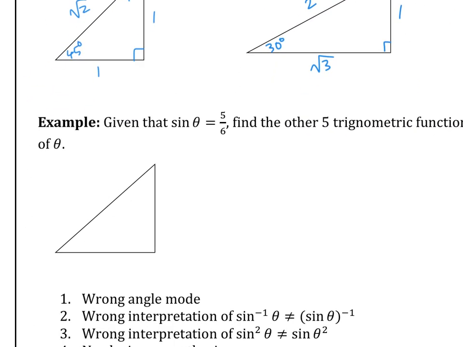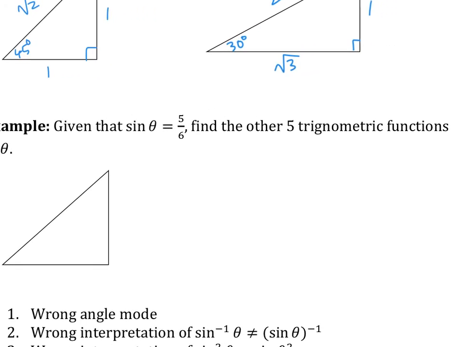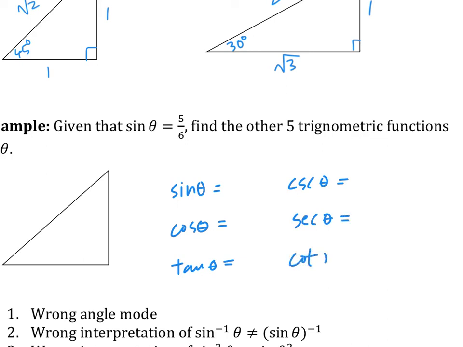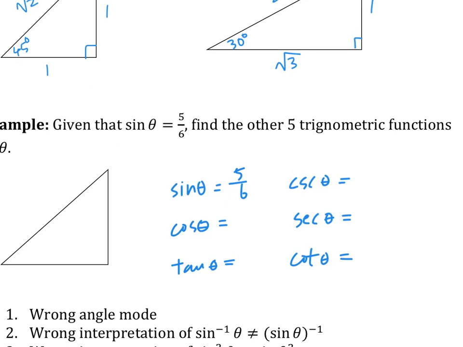All right, let's try an example. Given that sine of the angle is equal to 5 over 6, find the other 5 trig functions. So we need to do all 6. Let's list them all out. Okay, so we have all 6 trig functions. We need to find the other 5 because they told us sine is 5 over 6.